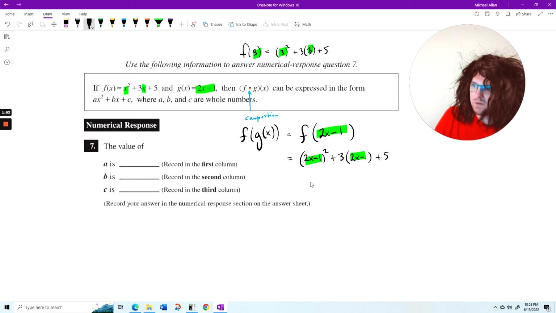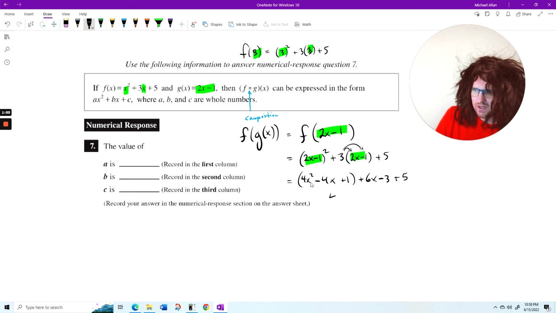Now I just want to multiply this thing out. So when I multiply out this binomial, remember, you're going to get a trinomial because of the exponent. So I'm going to get 4x squared. Okay, so it looks like a is going to be 4. I'm going to get a positive 1 over here, but then you get that middle term, which ends up being negative 2x minus 2x, negative 4x. Then I'm going to multiply this one into the brackets, 6x minus 3 plus 5.